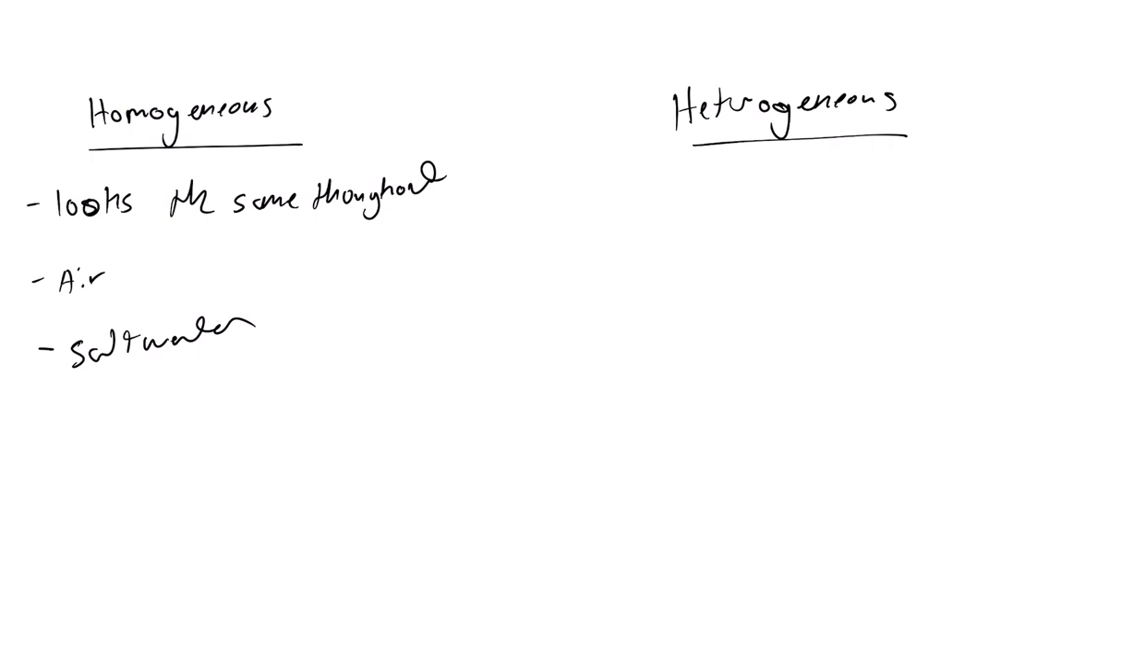And then now if we move over to heterogeneous mixtures, a heterogeneous mixture does not look uniform. It does not look the same. The substances are not evenly mixed, and you can usually see the different parts. So for the first note, we can say it does not look the same. An example of this could be oil and water.